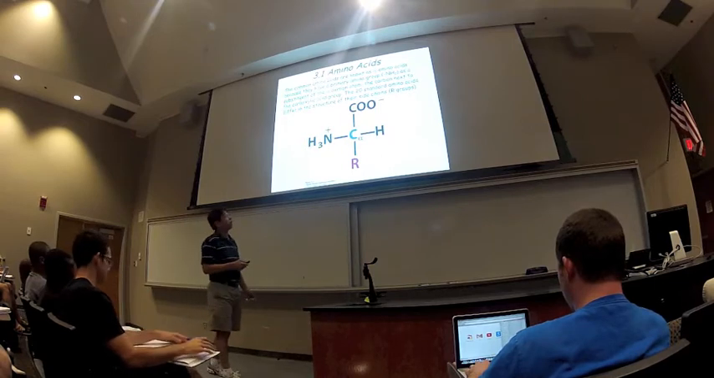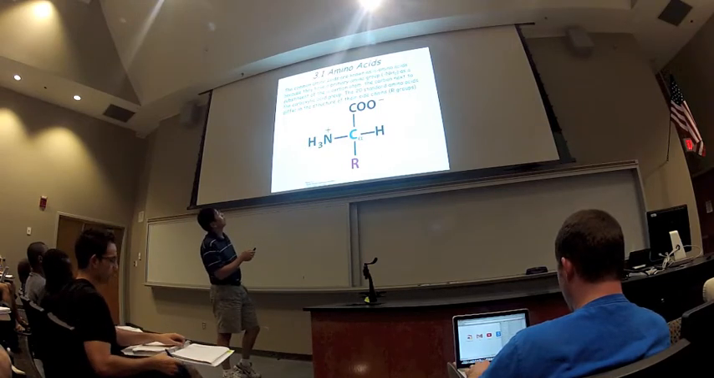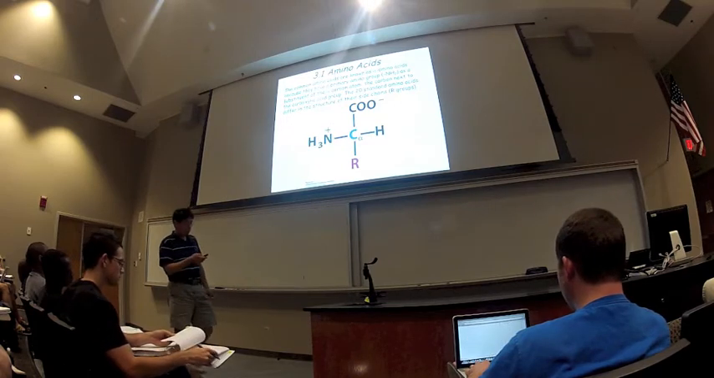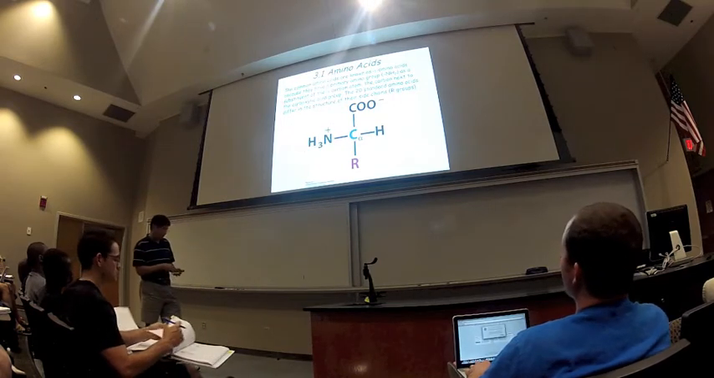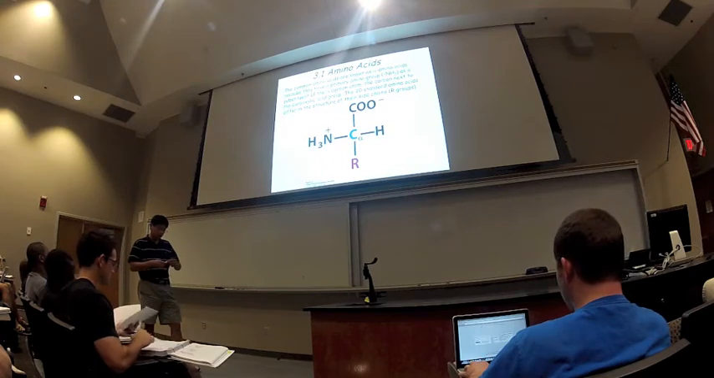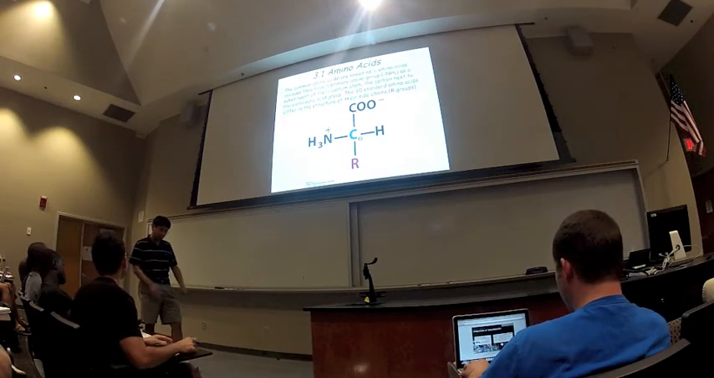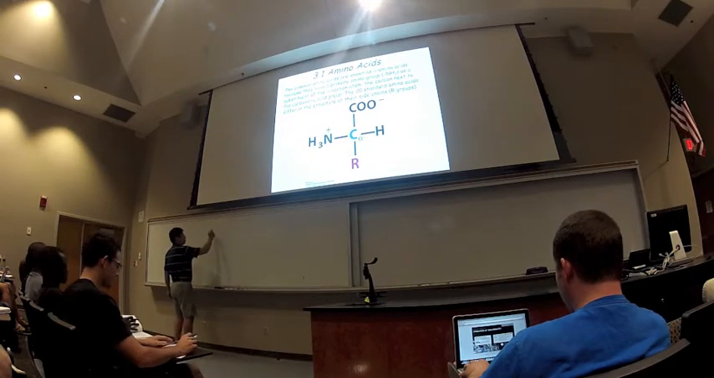Alpha carbon. That's why we call those alpha amino acids. So this is C alpha. We have a carboxyl group and an amino group. And we talk about different categories of amino acids. Do you still remember those? Polar, non-polar. How many?